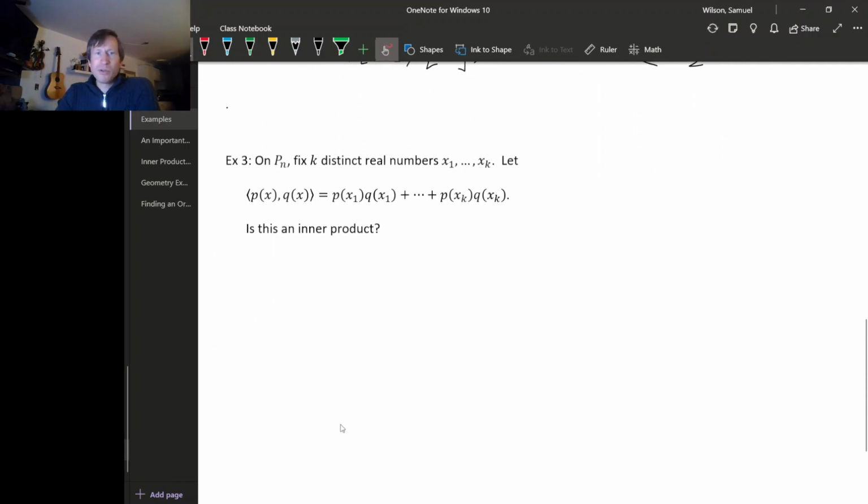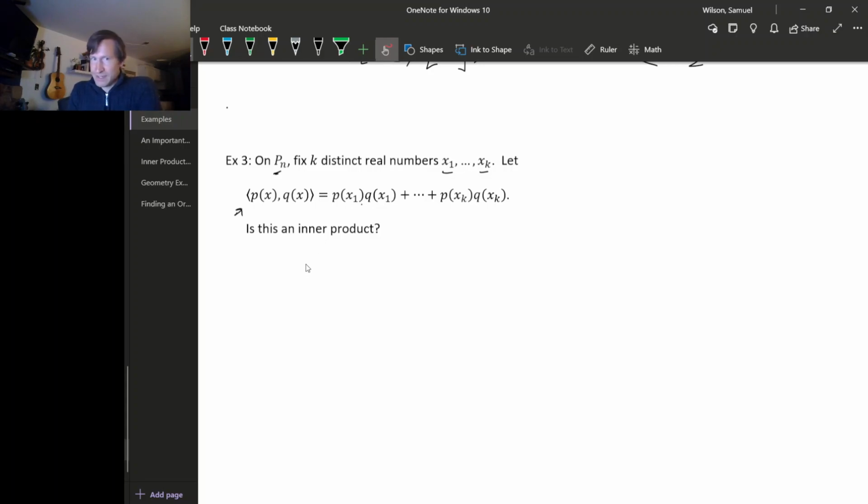For a final example, on the vector space Pn, so remember this is polynomials of degree less than or equal to n, let's fix k distinct real numbers. So these x values we're fixing once and for all, so we aren't allowed to change them. And we're going to define a product of polynomials by evaluating each polynomial at each of these x values, and then multiplying corresponding outputs, and then adding them up.